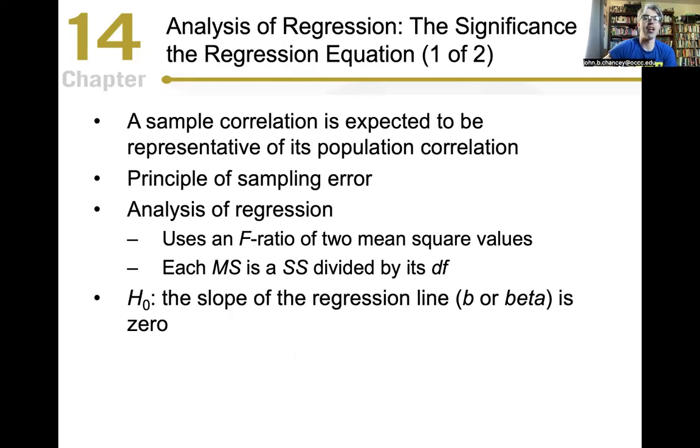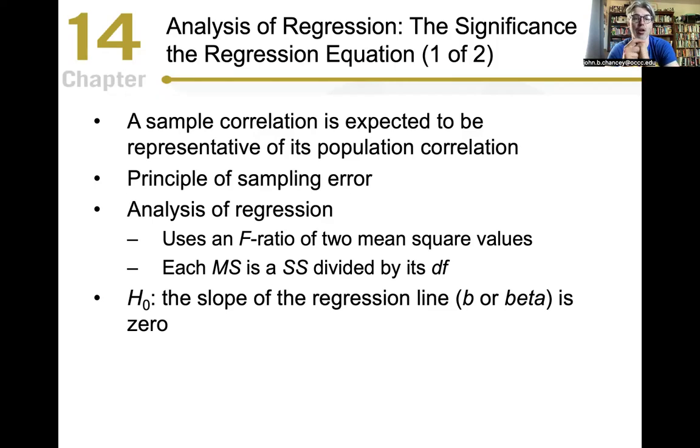Okay, so how do we analyze our regression, whether it's significant or not? A sample correlation is expected to be representative of the population. When we're talking about sampling error, there's going to be some inevitable error, but we want to know: do the results of our sample generalize back to the population?